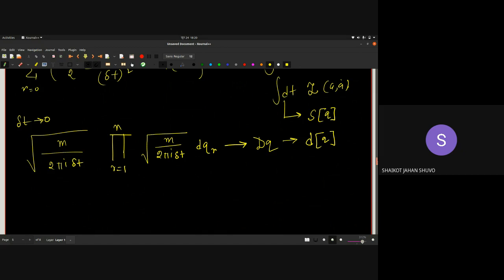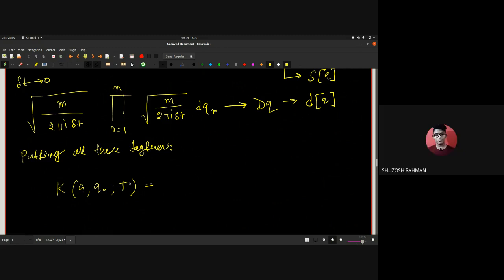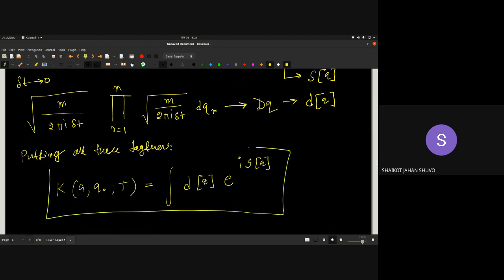So putting all this together, after all the hard work, we have the expression for the kernel, or so to say, the transition amplitude. You do understand that the transition amplitude and the kernel are the same thing, right? Just play with the brackets. So this is your path integral. This is the thing that we have been looking for.